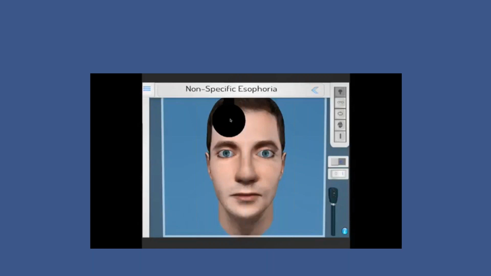The alternate cover test is what is needed, and this will be demonstrated thus. We move the occluder from one eye to the next, not too quickly. It's important to linger for a short while to dissociate the image in the brain. So now you see that the eye is moving from inside to outside to take up fixation. In this particular case, as the eye is uncovered, both eyes flick outward. This is the breaking down of the foria. Now this is an esophoria as the eye is flicked outward.